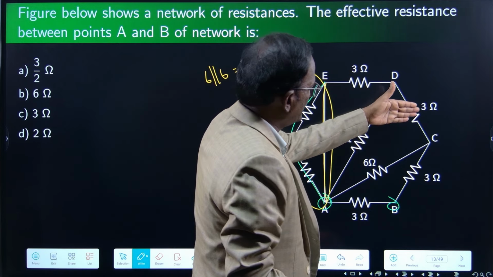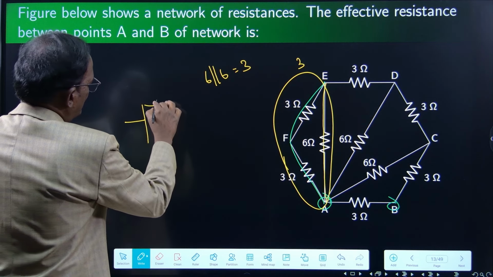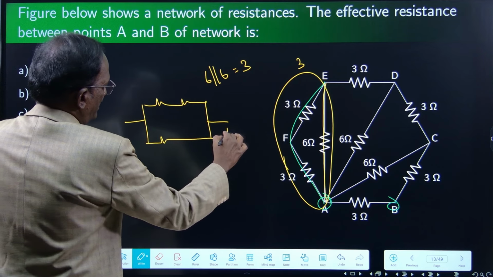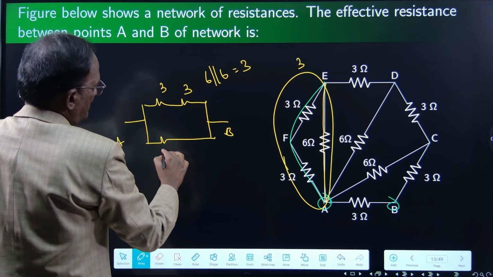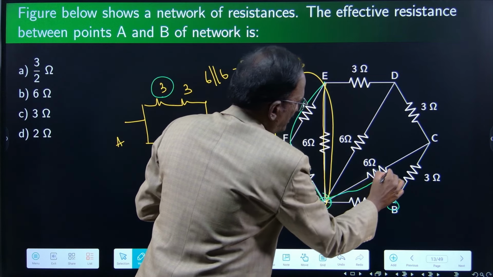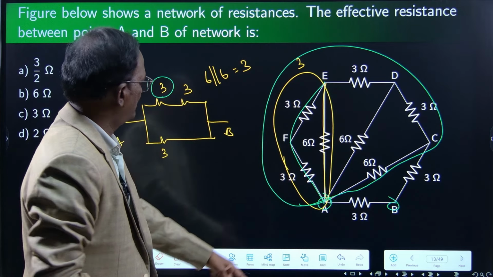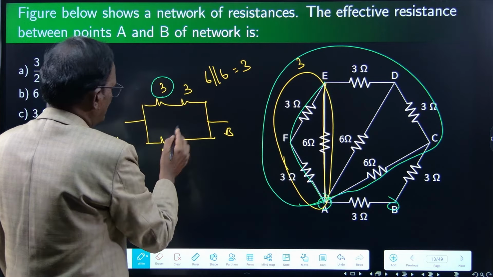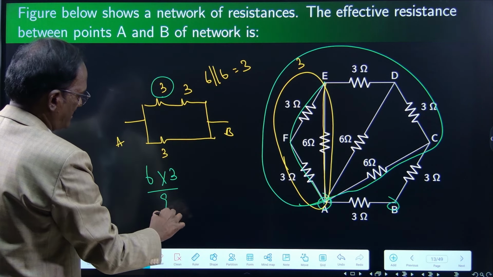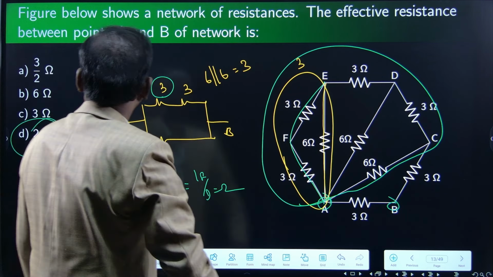3 plus 3, 6, parallel with another 3. That means the last part, A, B, 3, 3 and 3. This 3 is from here up to this part, the green line. Then this 3 ohms. This is B and this is A. 6 into 3 divided by 3 plus 6 is 9. So 18 by 9 is equal to 2. 2 ohm is the answer, option D.